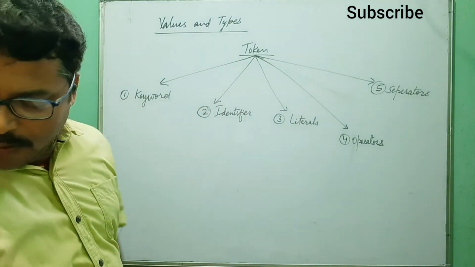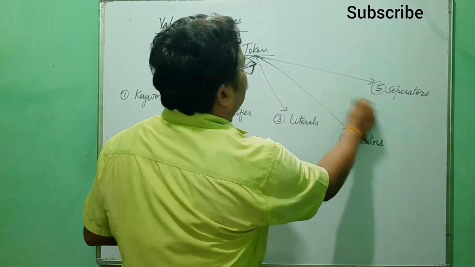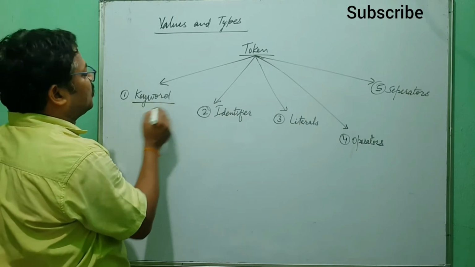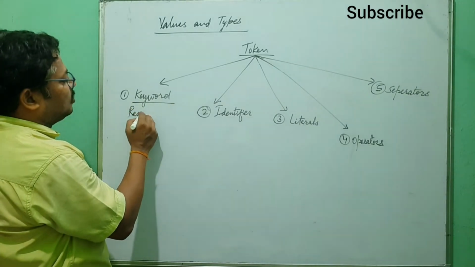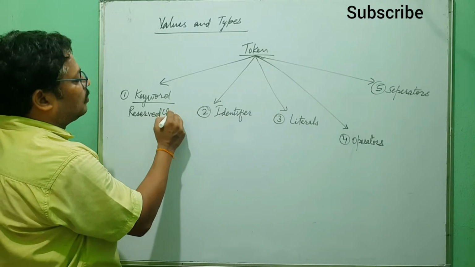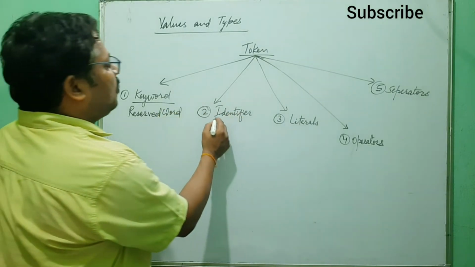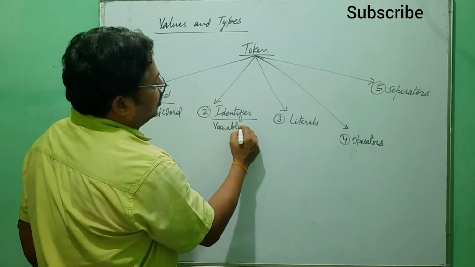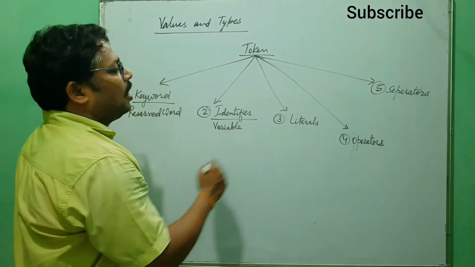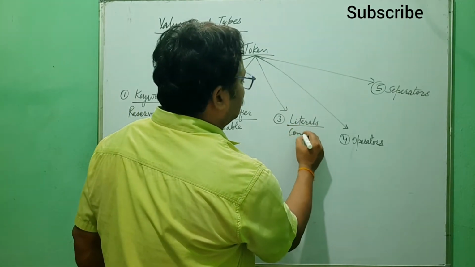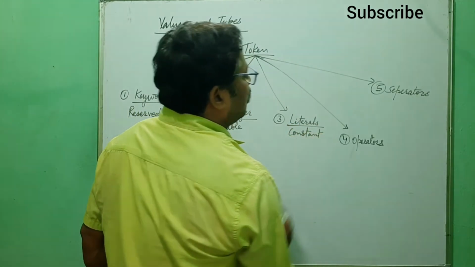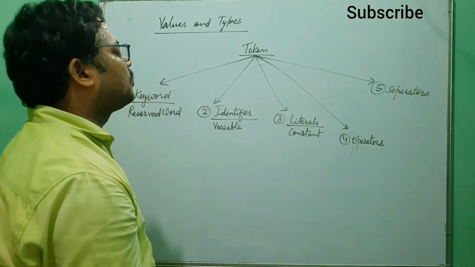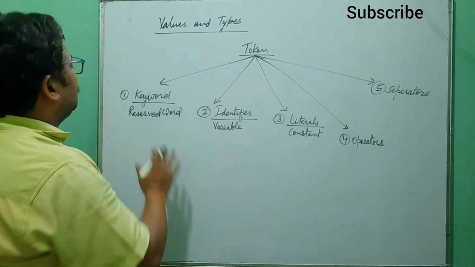First thing we have to understand is keyword. So you see here that the first one is keyword. Keyword means reserved word. Identifier means variable, variable or identifier. Literal is a constant. Operator is a symbol that we are using. Separator is also one type of symbol that we are using. So we understand keyword.